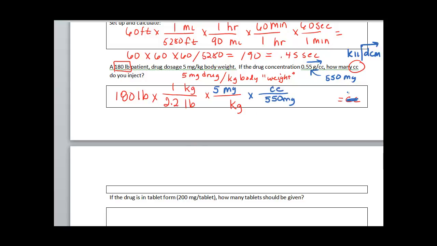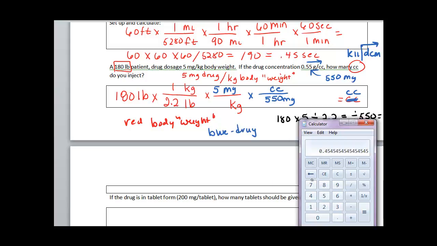Now, I want you to note that I put in some colors here. Everything that is in red represents body weight, and everything that is in blue represents the drug. So when I do this problem, I'm going to have 180 times 5. I'll divide it by 2.2, push equals, and then I'll divide again by 550 and push equals.